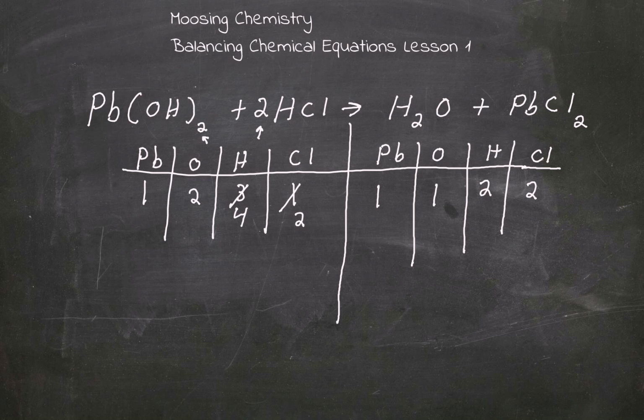So I'm going to go ahead and erase those arrows real quickly so we don't get confused by them. And now we're going to have to put a 2 in front of here because now we need 4 hydrogens again. So that gives us 4 hydrogens and 2 oxygens. So again, if we look at the left side, 1, 2, 4, 2. Let's look at the right side. 1, 2, 4, 2. They're exactly the same.